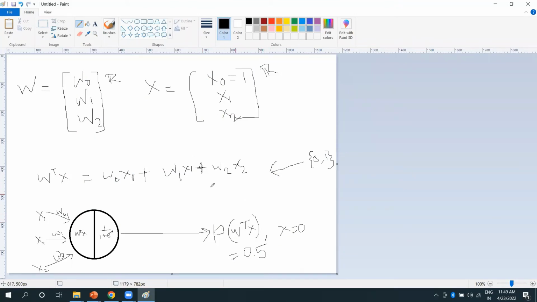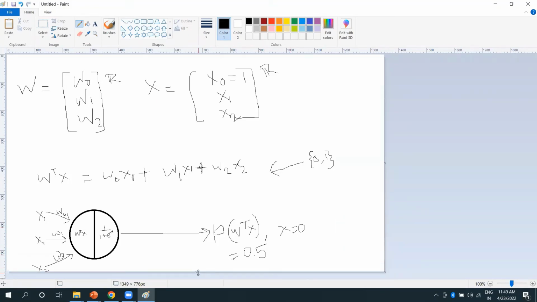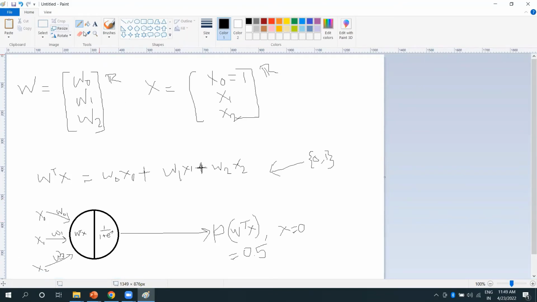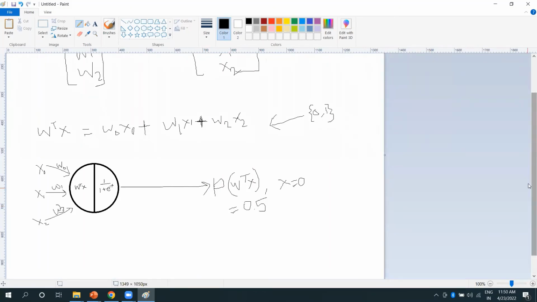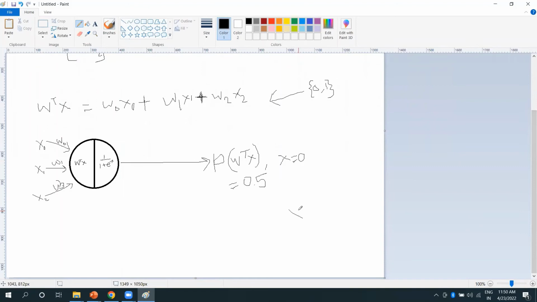So we usually assume that if x is greater than 0, I need some more space, for x greater than 0 we assume it to be p equals 1, and for x less than 0, p is equal to 0.